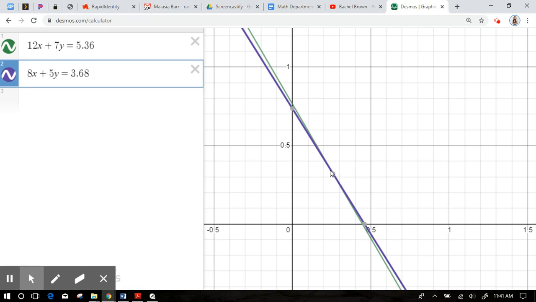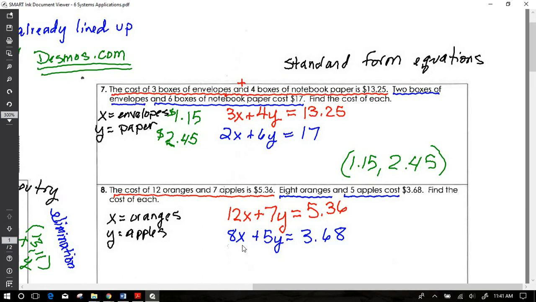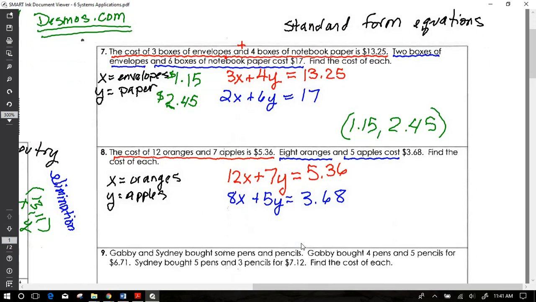So let us go back and write down our answer on our notes, okay? And what I'm going to end up doing for these problems is putting the calculator steps that we do in the Desmos calculator for how we solve them. Okay, but I did find out that oranges are 26 cents and apples were 32 cents.